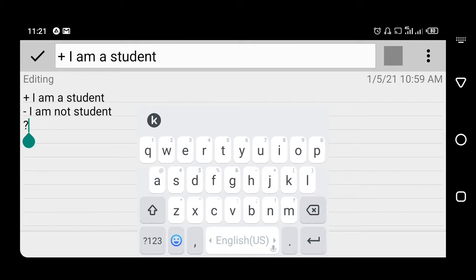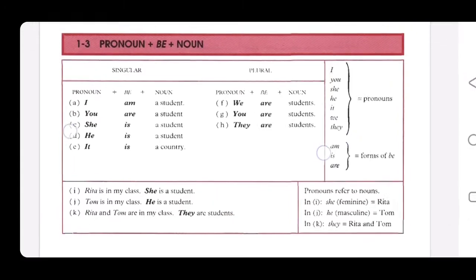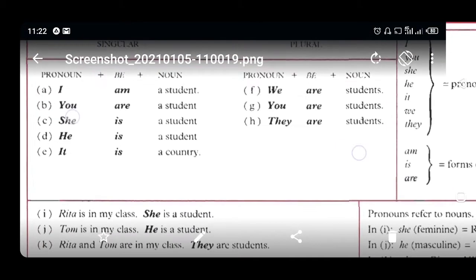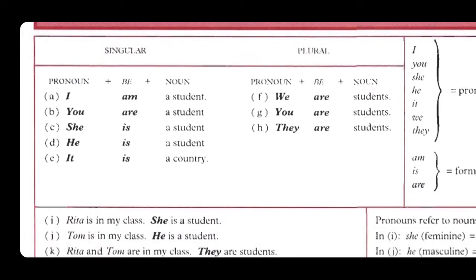Anyway, how about the question in here? How to make a question from here? Anyway, let's read this first. First, you have to be aware that some pronouns in here must use a be. I mean, you cannot use "I are a student." It's wrong. It's very wrong. "I is a student."